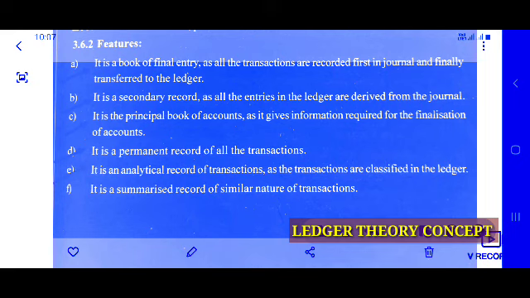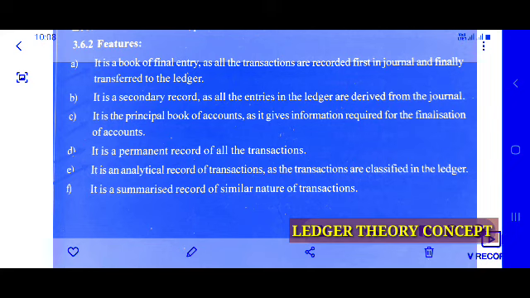It is an analytical record of transactions, as the transactions are classified in the ledger. So here, all the entries will be transferred one by one to the ledger with the help of posting. Step by step you are going to record in the ledger. Whatever entries you have passed in the journal are classified in the ledger.